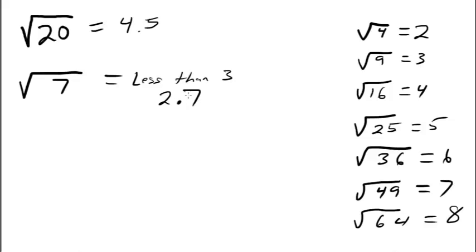If you're off by too much, the estimate really isn't any good. So if we do one more, we have the square root of 58. Well, the square root of 58, it's more than 49, it's less than 64, so that means it's going to be somewhere between 7 and 8.